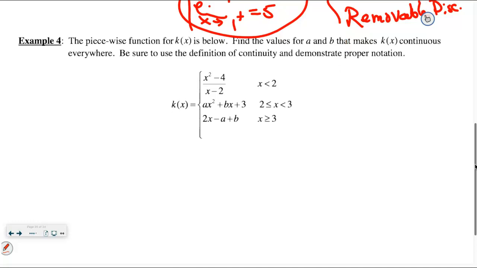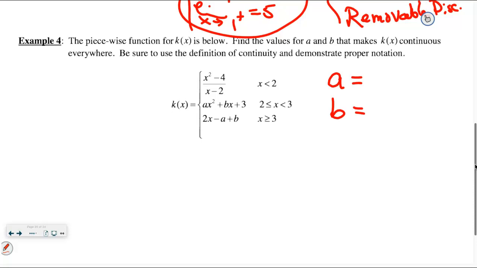It says, this piecewise function for k of x is below. I have to find the values for a and b. So when I'm done, I'm going to fill in what a is and what b is. They are unknowns right now, and they're in two pieces. They're on a parabola that's in the middle, and they're on a line that's at the end. I need to find the only two, a and b, in the whole world that would make that function continuous everywhere. So the first thing I do is I look and make sure our dots are solid, so I'm good.